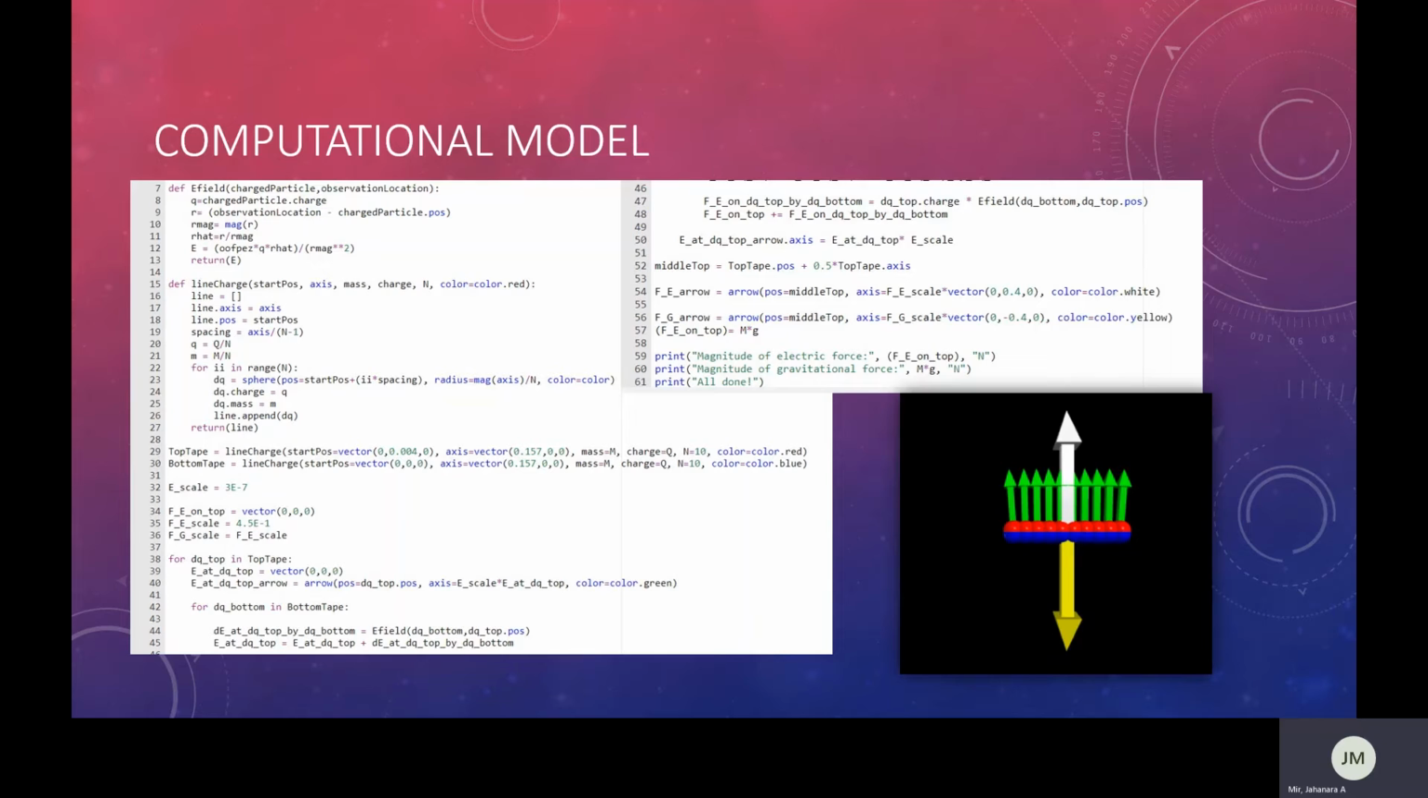And lastly, we did the arrows to show the net electric force and the gravitational force. You can see my diagram at the bottom right, where I found the magnitude of electric force to be 1.96 times 10 to the negative 3 newtons, and the magnitude of gravitational force to be the same, 1.96 times 10 to the negative 3 newtons.